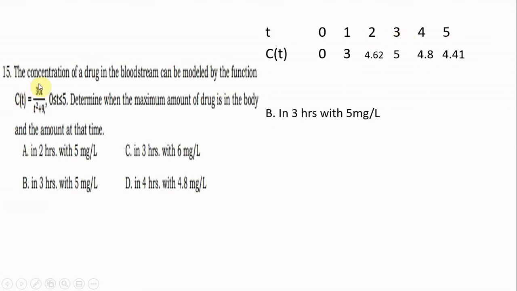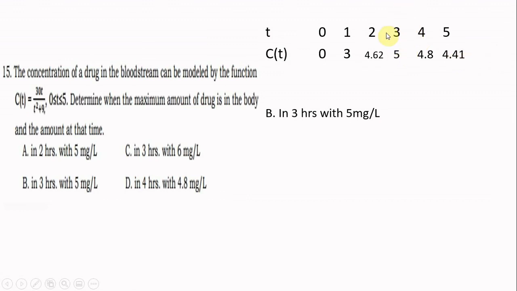If t is 3, this is 90, divided by 3 squared, 9, plus 9, 18. 90 divided by 18 is 5. And if t is 4, 30 times 4 is 120, divided by 16 plus 9, 25. 120 divided by 25 is 4.8. And if t is 5, this is 150, divided by 5 squared, 25, plus 9, 34. 150 divided by 34 is 4.41.